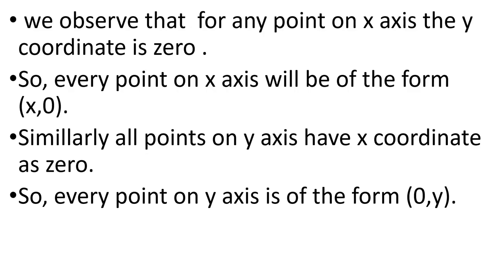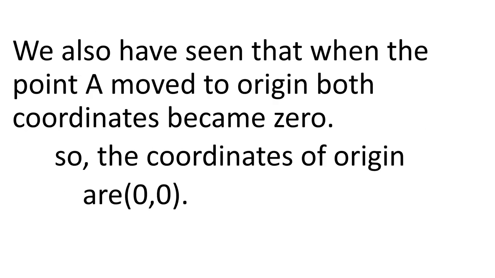We observe that for any point on the x-axis, the y coordinate is 0. So every point on the x-axis will be of the form (x, 0). Similarly, all points on the y-axis have x coordinate 0. So every point on the y-axis is of the form (0, y). We also have seen that when the point A moved to the origin, both coordinates became 0. So the coordinates of the origin are (0, 0).